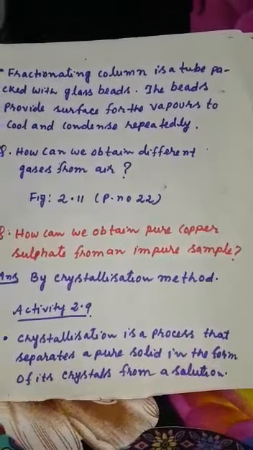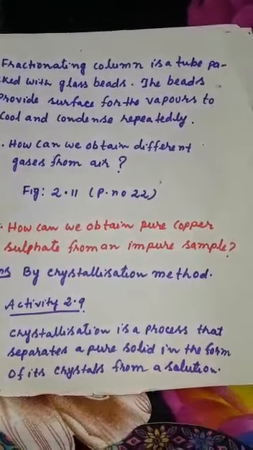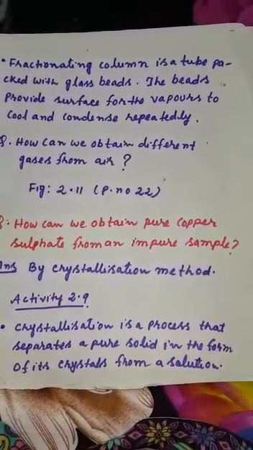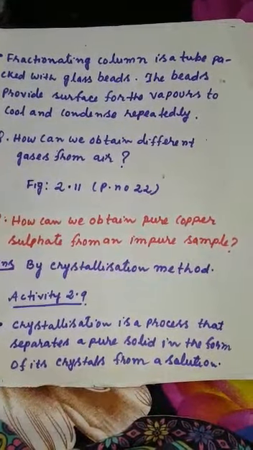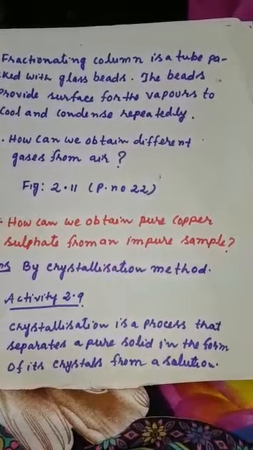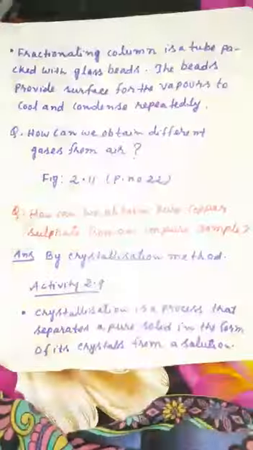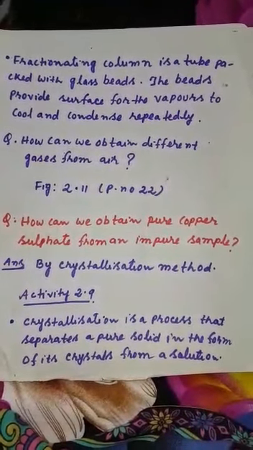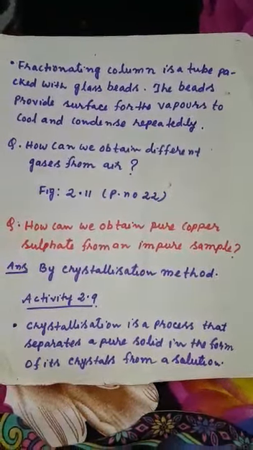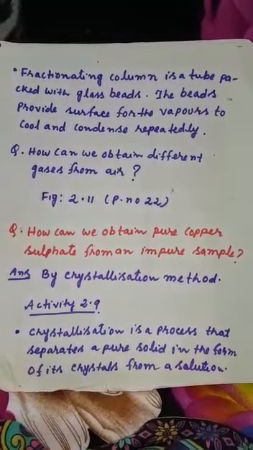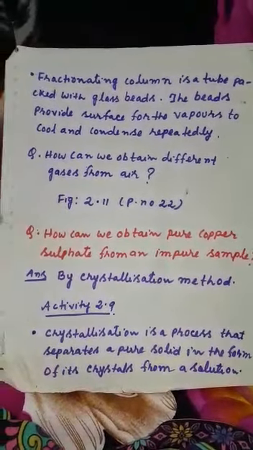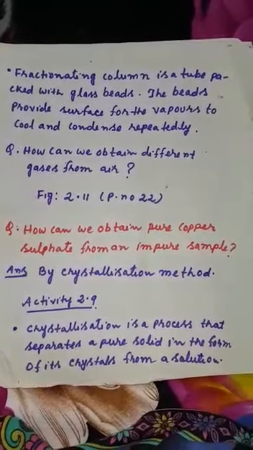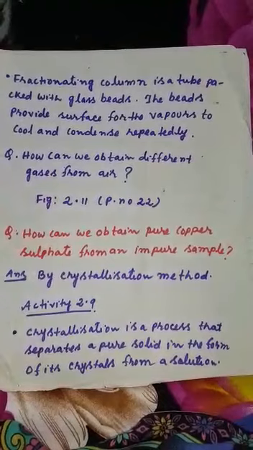We can purify sodium chloride salt also by crystallization method. Am I clear? So you have to take out activity number 2.9, how we will get the pure samples of copper sulfate, that we will learn. So we will take a small amount of copper sulfate in a china dish, a minimum of 5 grams we can take, and we will try to dissolve it in a minimum amount of water. Minimum amount means, suppose you need 10 ml or 20 ml, so that much only we will take. We will not take too much water.